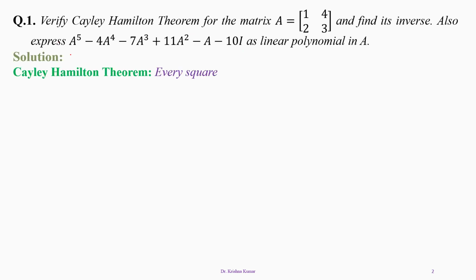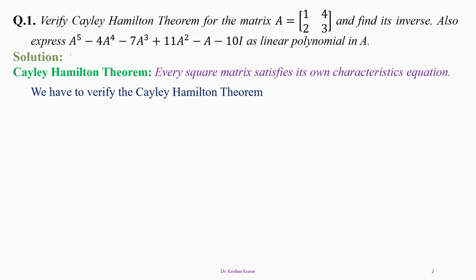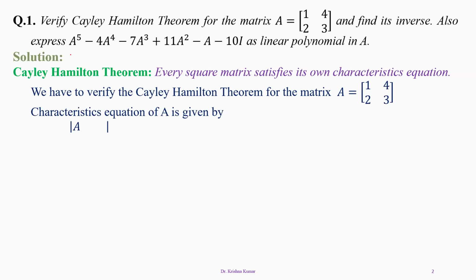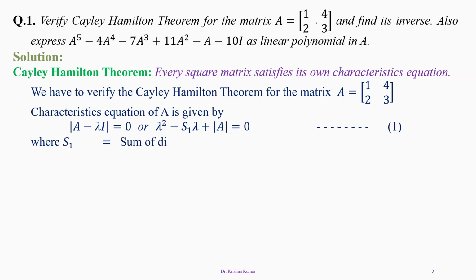According to the Cayley-Hamilton theorem, every square matrix satisfies its own characteristic equation. We have to verify the theorem for the matrix A = [1, 4; 2, 3]. The characteristic equation of A is given by |A - λI| = 0, or λ² - S1 λ + |A| = 0, where S1 is the sum of the diagonal elements. So 1 + 3 is equal to 4.